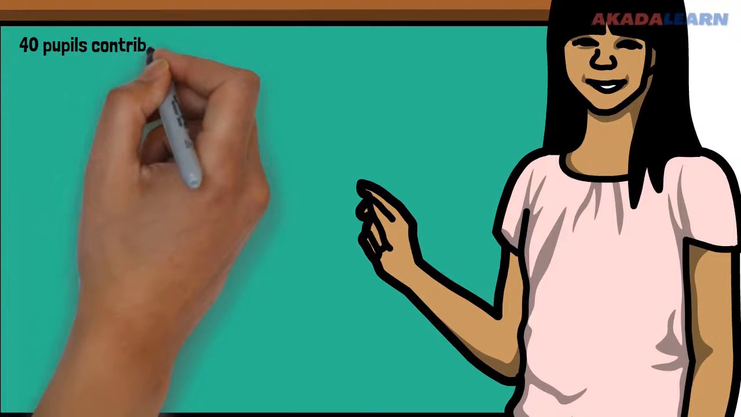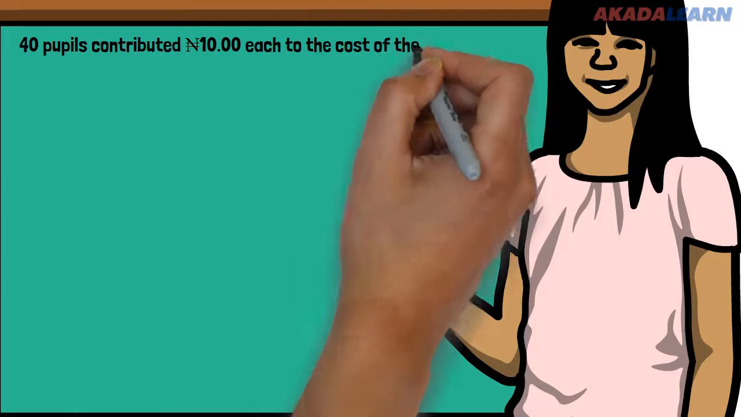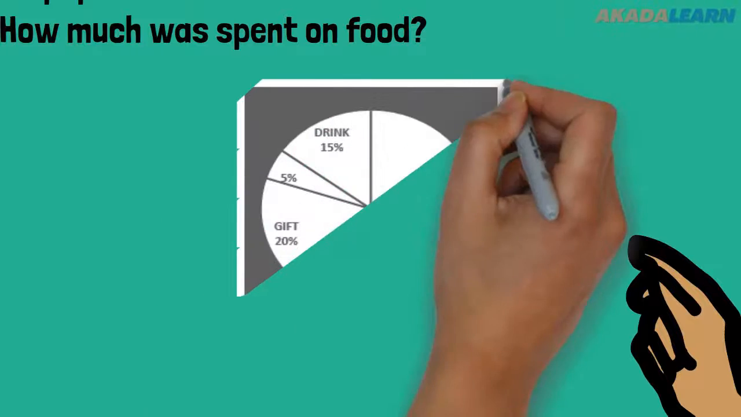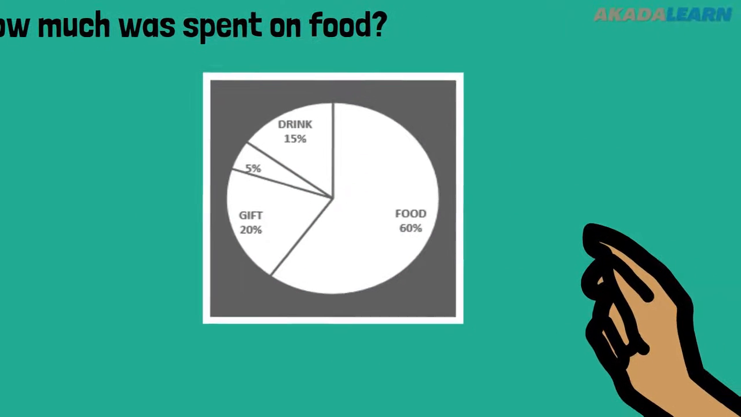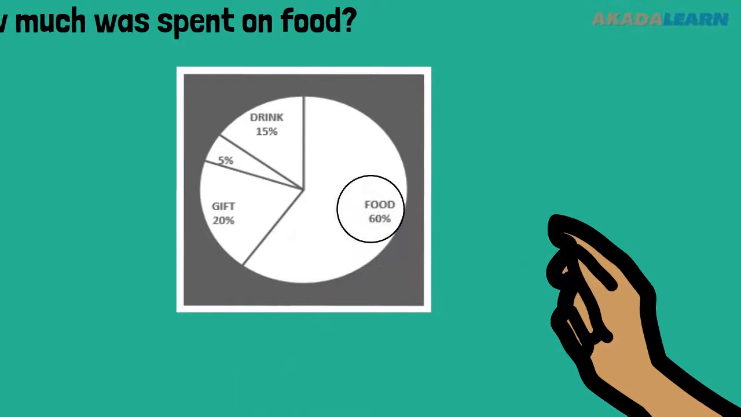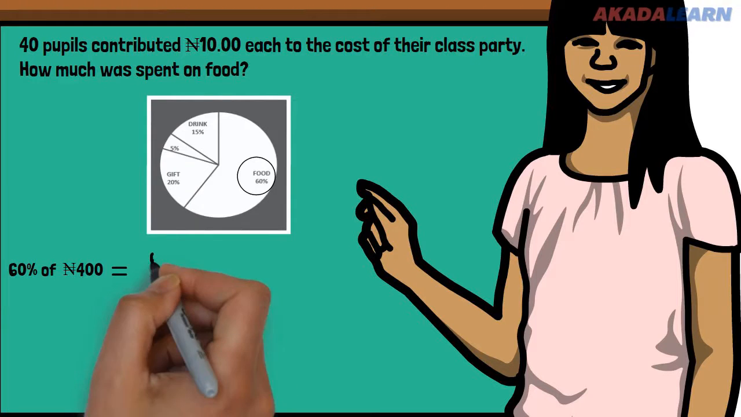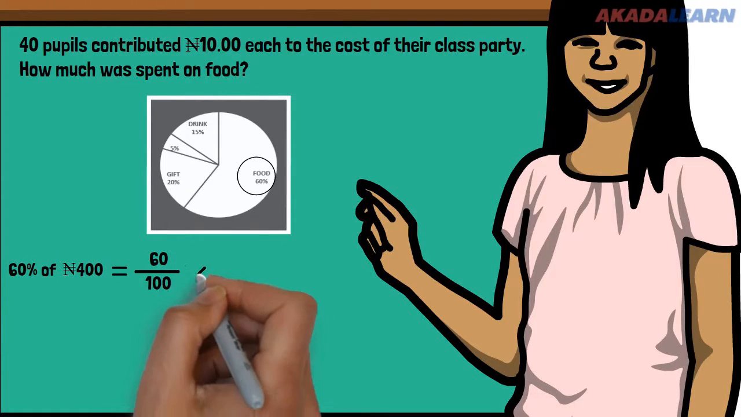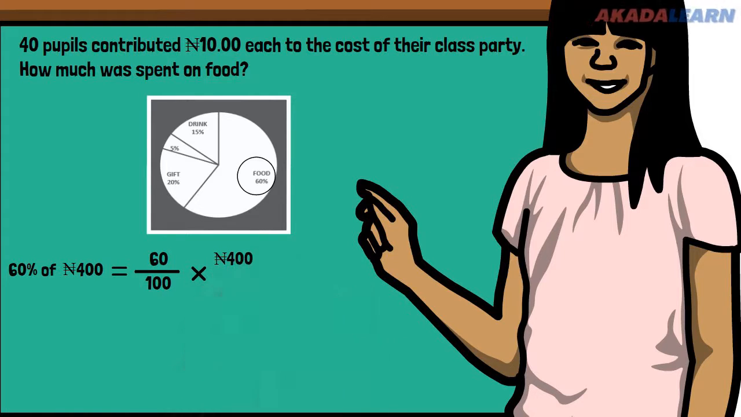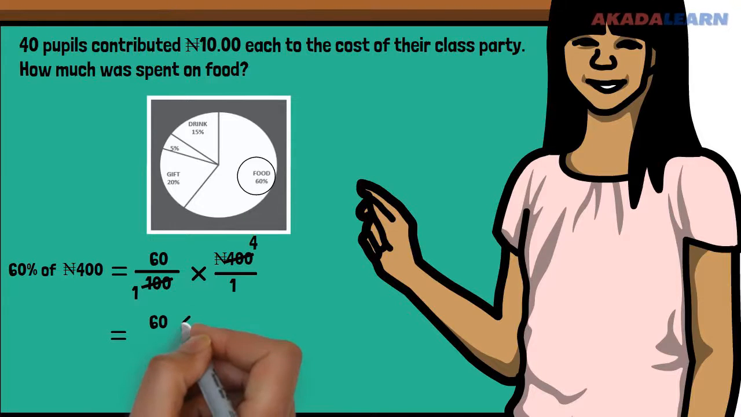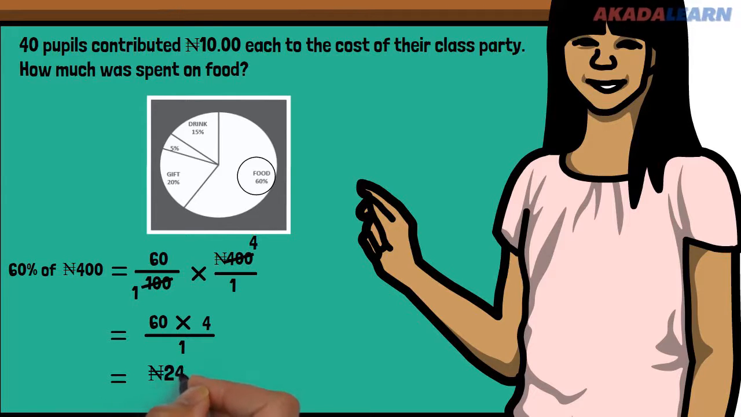Alright, so the next question, of course, with the same question. 40 pupils contributed 10 naira each to the cost of their class party. How much was spent on food? So that's the question. So let's look at the image again, and we can see that food is 60% there. So 60% of 400 naira will be equal to 60 over 100 times 400 over 1. 100 divided by 100, 1. 400 divided by 100, that's 4. So that's 60 times 4 over 1. It's equal to 240 naira, which is your final answer.